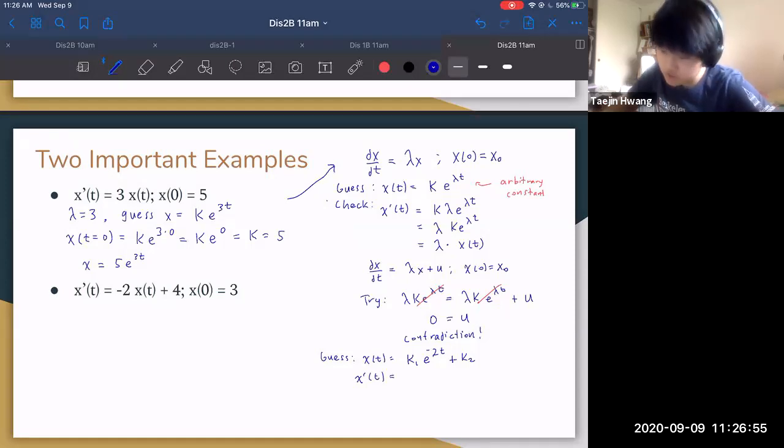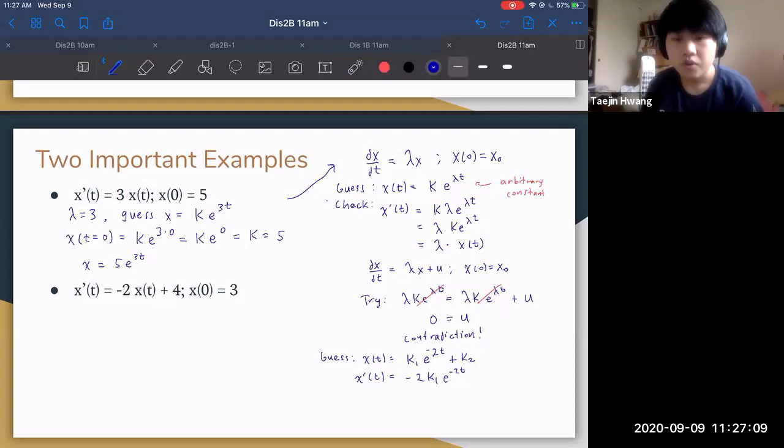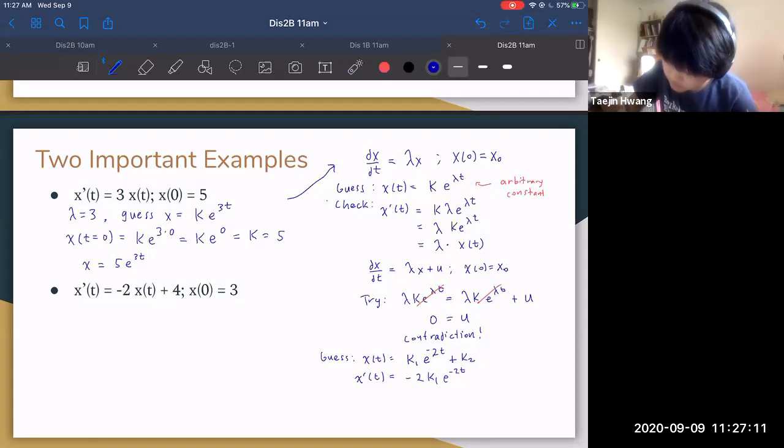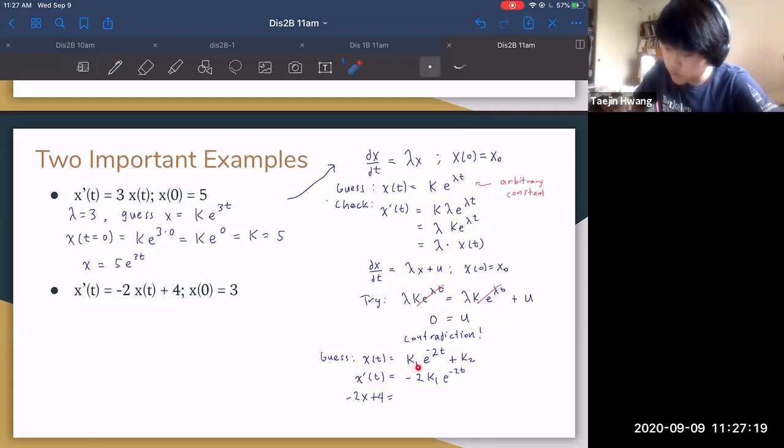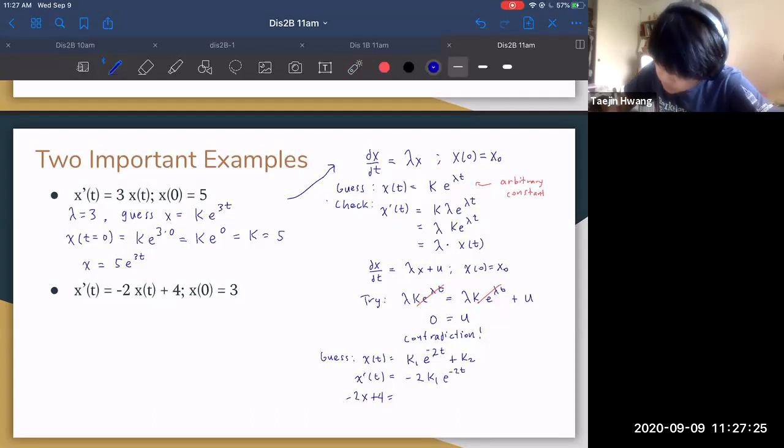And you can actually show that this is equal to negative 2k1 e to the negative 2t plus the derivative of a constant. But remember that the derivative of a constant is equal to 0. And then let's take a look at negative 2x plus 4. What we're going to do here is plug in our guess into x. So this is going to be negative 2k1 e to the negative 2t minus 2k2 plus 4.